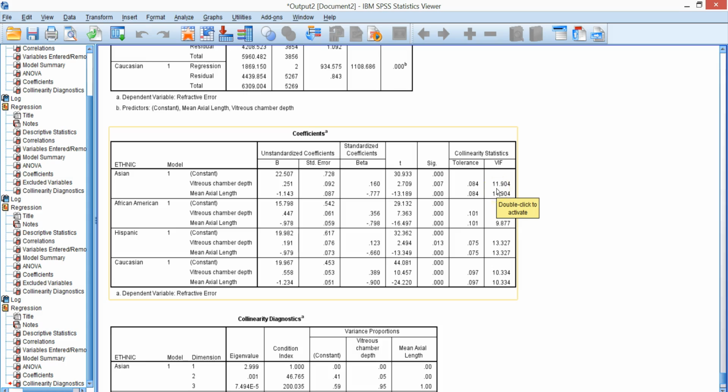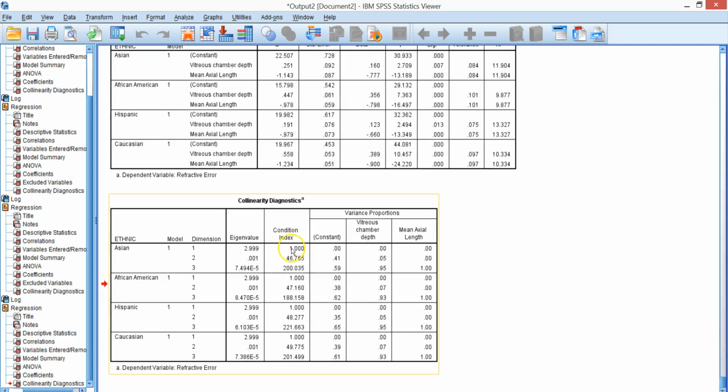So numbers greater than 10 are bad. If your variance inflation factor is greater than 10, you have too much multicollinearity, and you should do something about it. Drop out a variable or something like that. Down here, we also have another number, which is a little more complicated and sometimes overzealous in showing the problems. If this number is greater than 30, then you have too much multicollinearity. But I've seen problems where it's over 30, but it's not too bad.